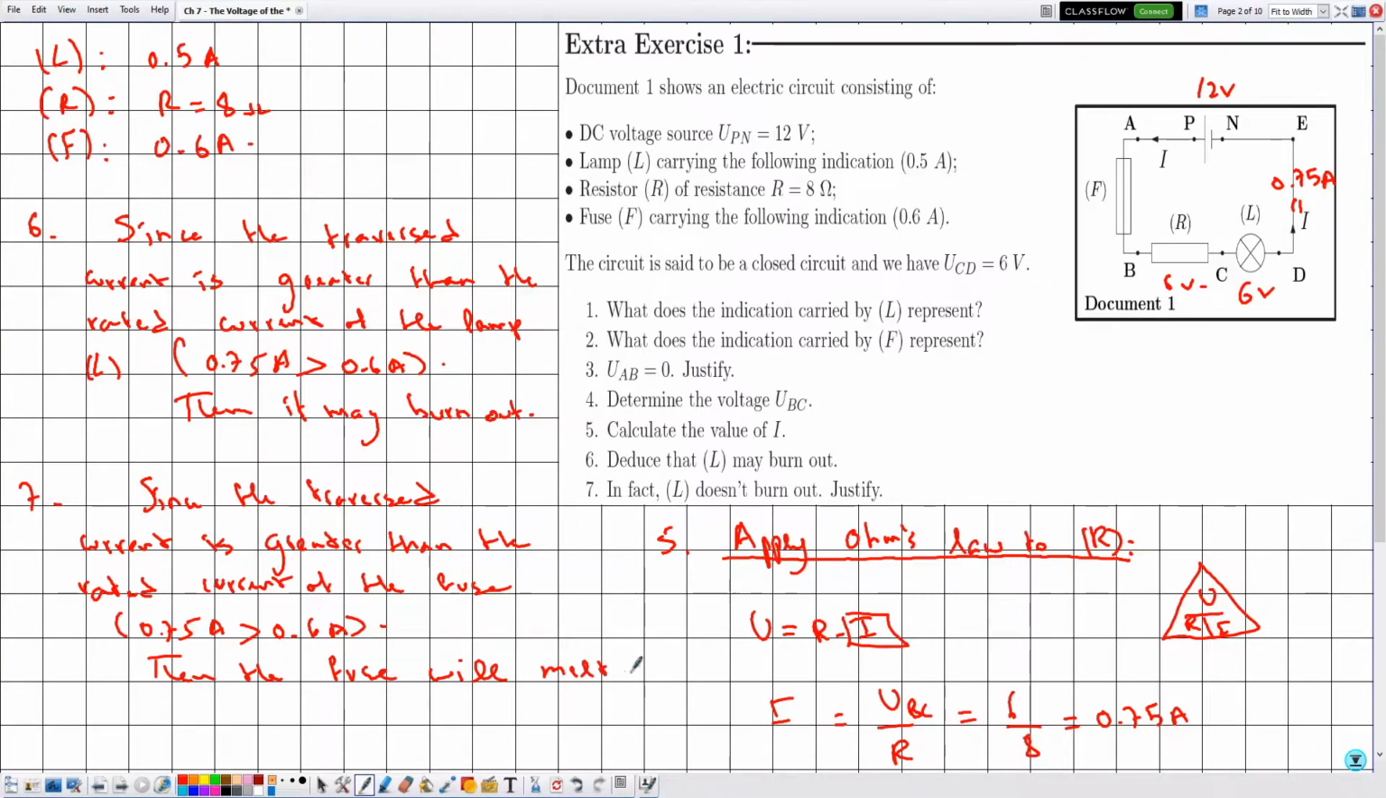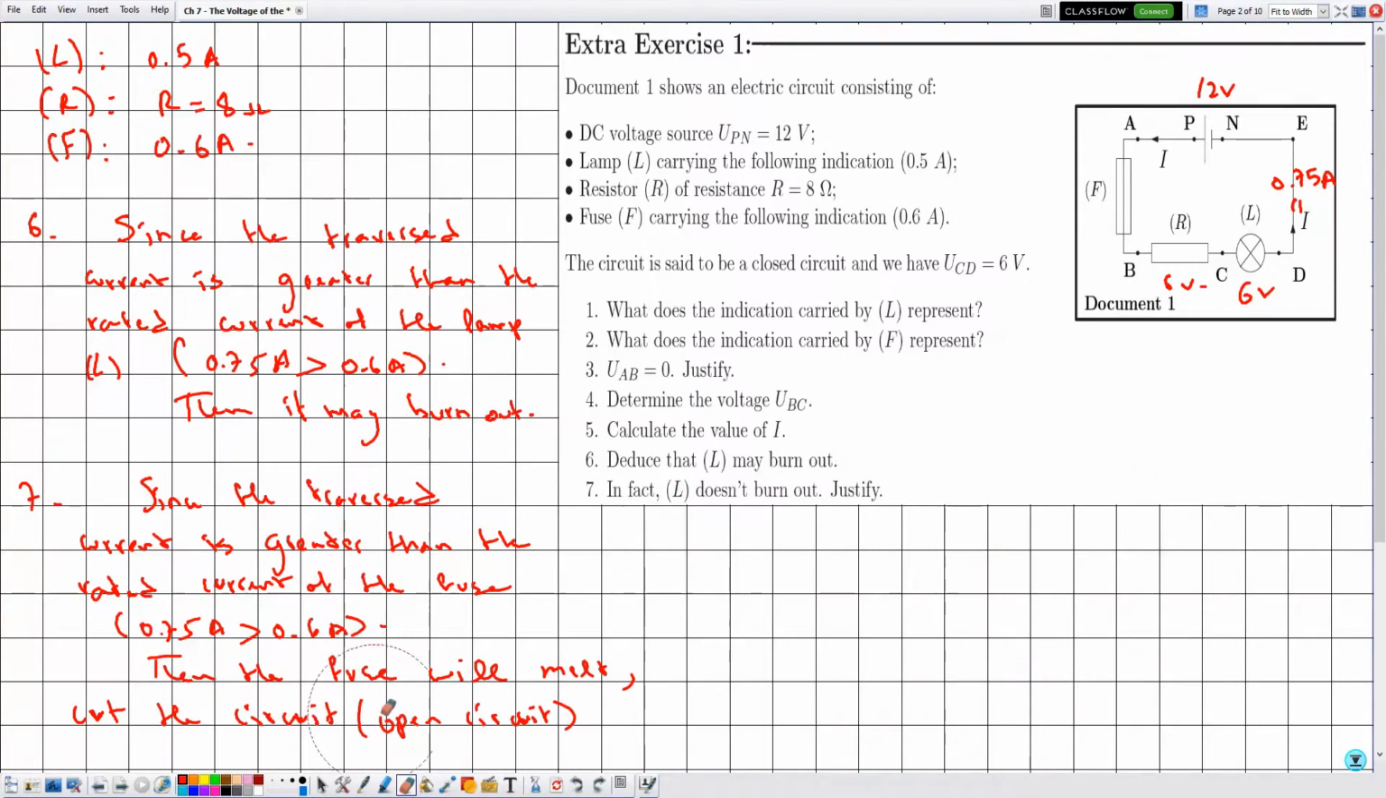will melt, cut the circuit, which means open circuit, and protect other electric components, and this is given by the lamp, and protect the lamp L.